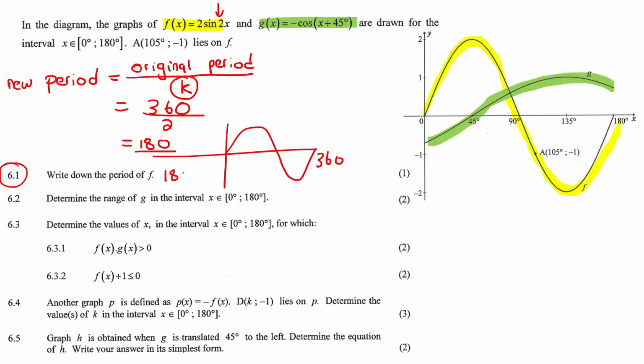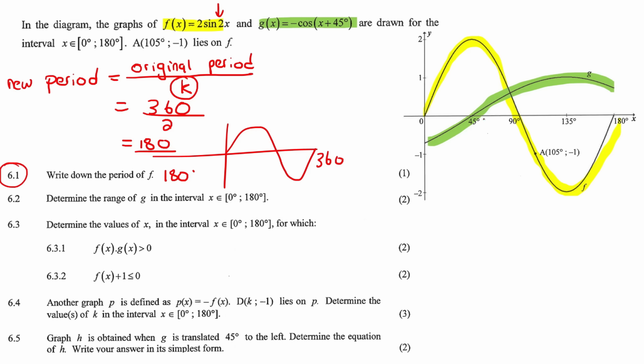Determine the range of g, which is the green one, over the following interval. Okay, so the range of g. That's quite interesting. You can see it starts here and its highest value is here. So that would be equal to 1, but it's a bit difficult to know what its lowest value is. But I'll show you what to do. The highest value is 1. Let's just double check. Yeah. And if I look at this, that graph has just moved 45 degrees left. So the highest value is going to be 1, but the lowest value we don't know.